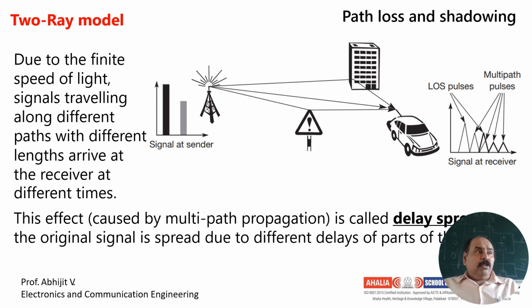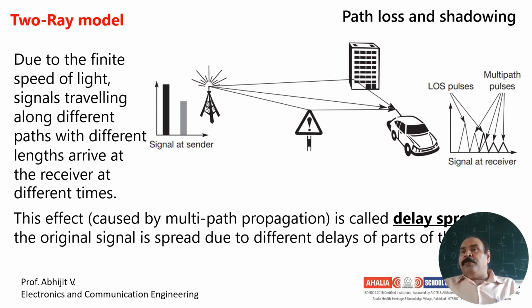Due to the finite speed of light, signals traveling along the different paths with different lengths arrive at the receiver at different times. The effect that is caused is called delay spread. The original signal is spread due to different delays of parts of the transmitted signal. So what is meant by delay spread?